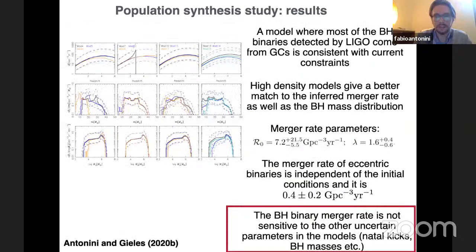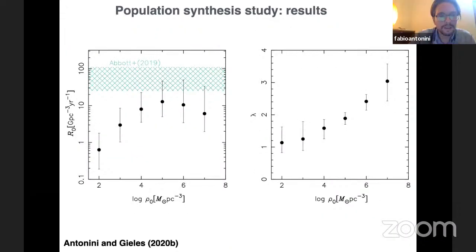The peak of the merger rates? Yes. Sorry, can you say again? So there was a figure you showed. I think rho zero is the x-axis, and the merger rate is the y-axis, and at the top, yeah, this one. Yeah. Why is there a peak?